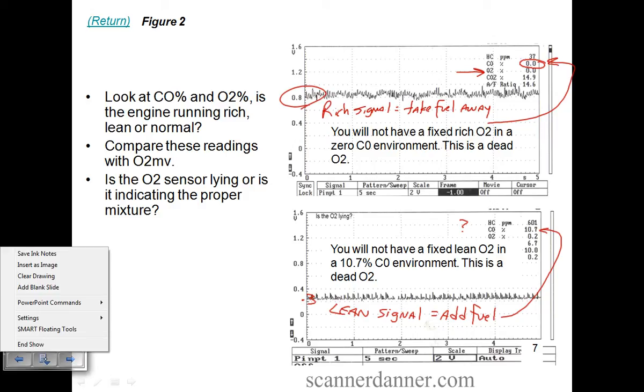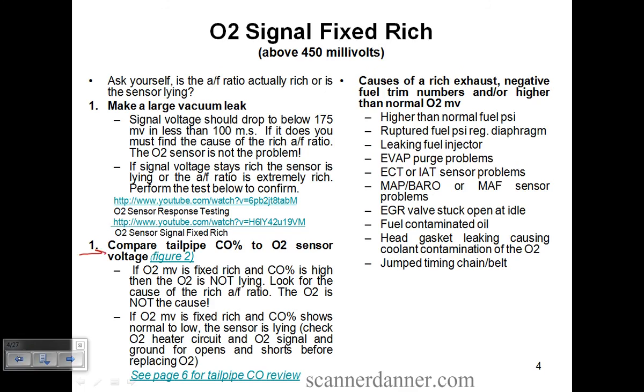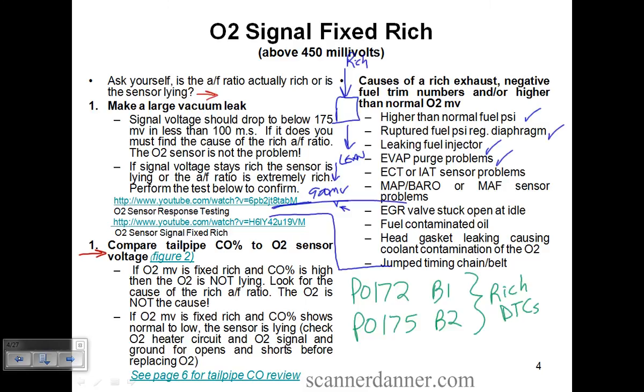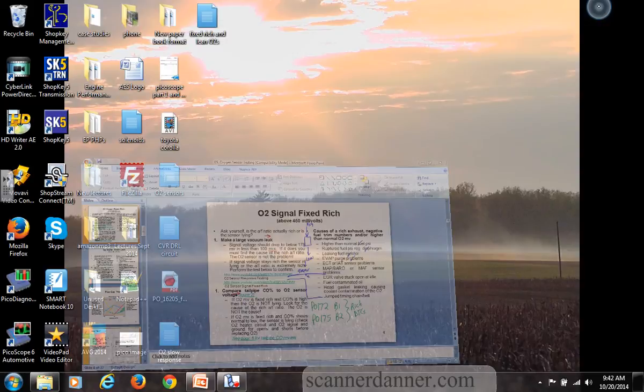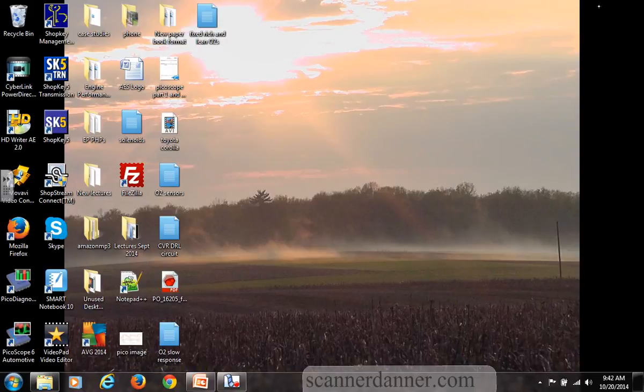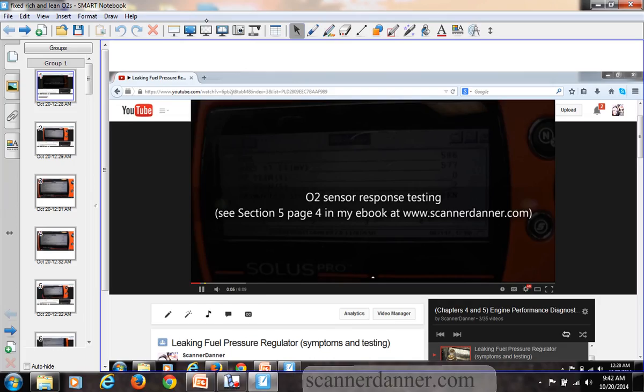All right, so let's go back a page. Do you understand what I'm saying here? Compare tailpipe, back up one more. Compare tailpipe CO to O2 voltage. O2 sensor response testing will be the first video that I'd reference you to.